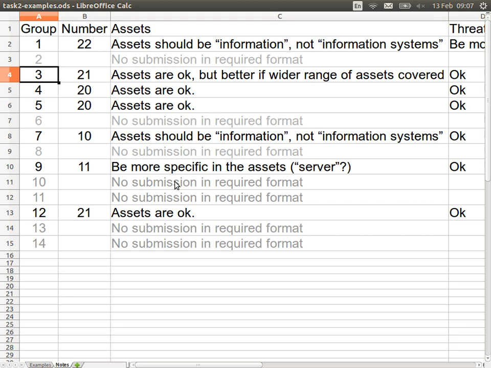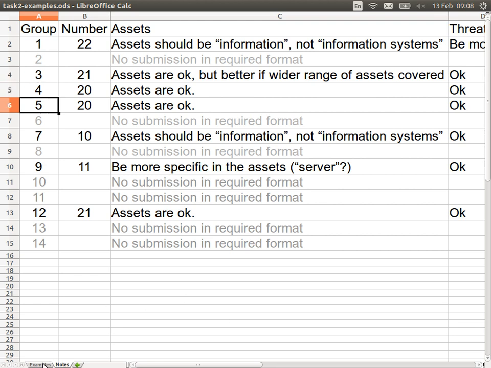What was the other comment? All right, some people just focused all on one type of asset and looked at many different attacks or vulnerabilities on that one type of asset. It would have been better if you covered a wider range of assets, that is, different things. But not so important. Task three.